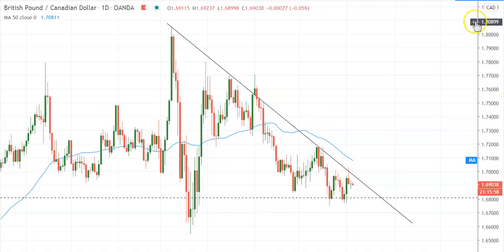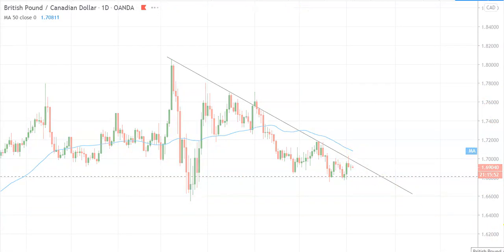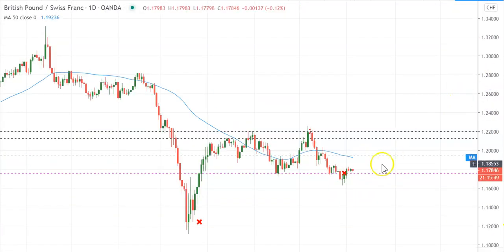Pound CAD, just stuck in no man's land. Again, the key level is 1.70. Pound Swiss, this is the historical low down here. If we get a close below this and it's obvious that the pound is weakening, and I'll use my strength indicator to let me know whether it is or not, I would attempt a bear trade on this pair.